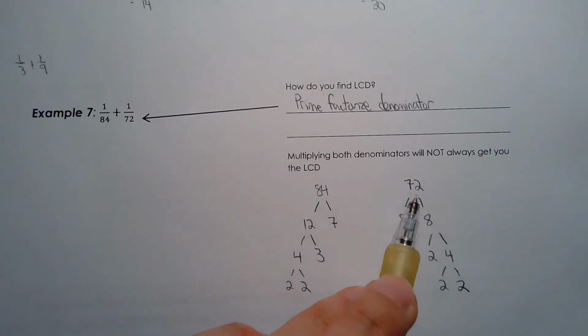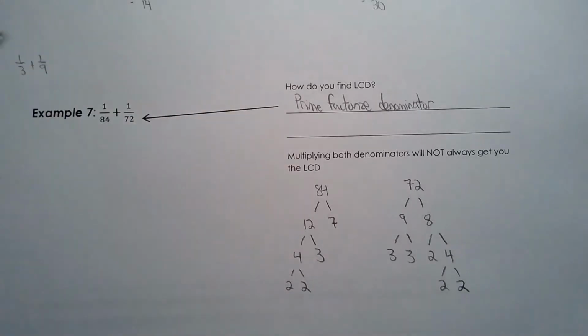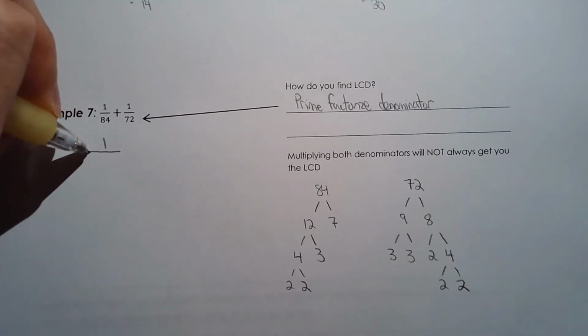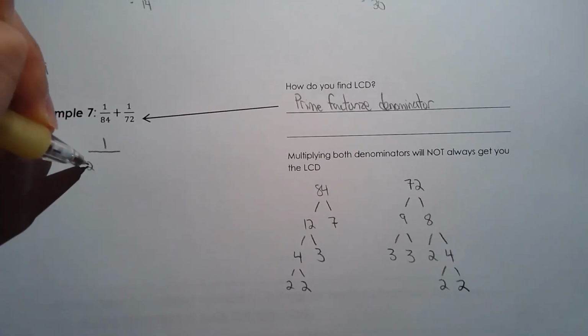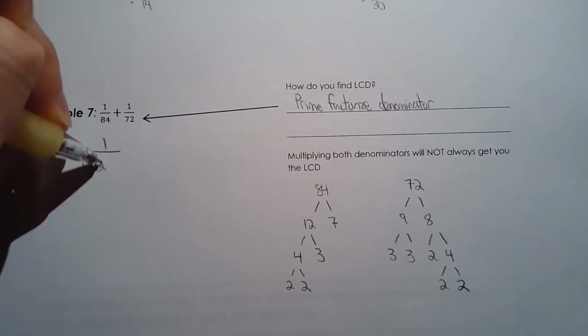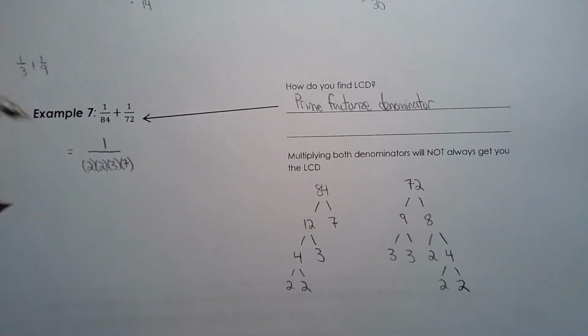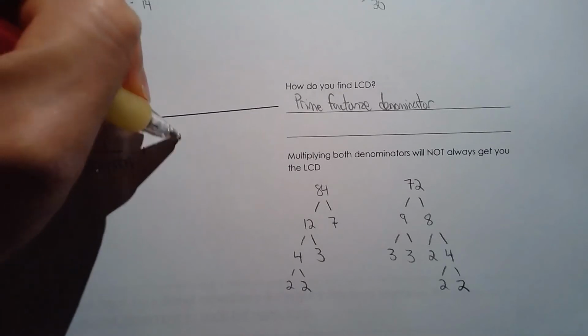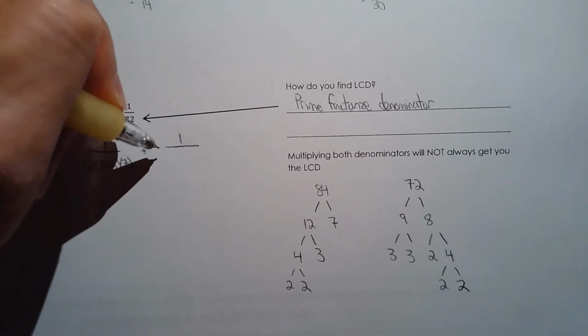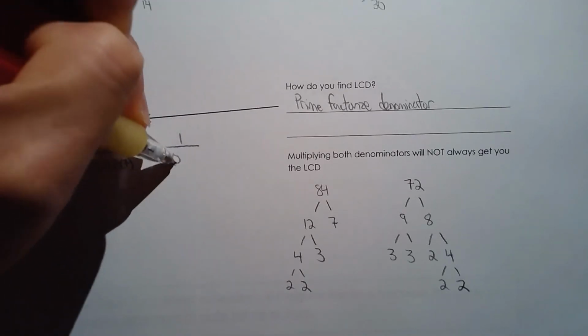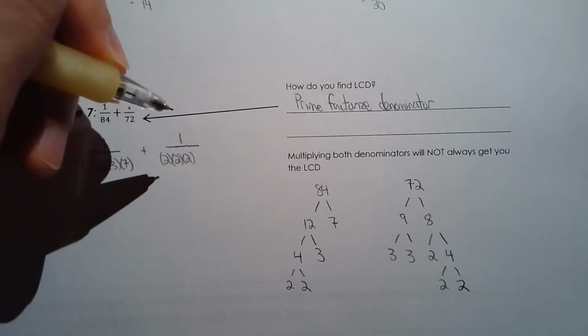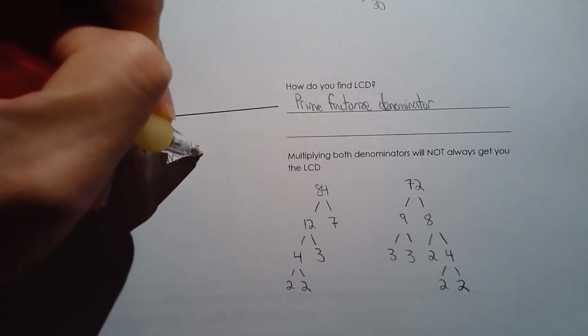How do you build a 72? You need 3 2s and 2 3s. All right, so let's write that down. So 1 over 84. So I'm going to need 2 2s. Instead of writing 2 squared, I'm going to write it out. I could write it as 2 squared, but I won't. All right, plus 3 factors of 2, and then 2 factors of 3.